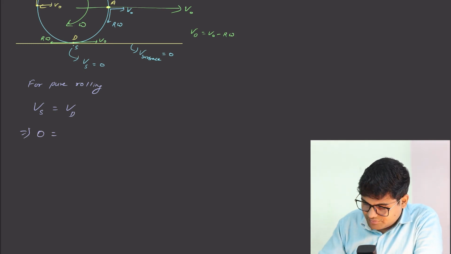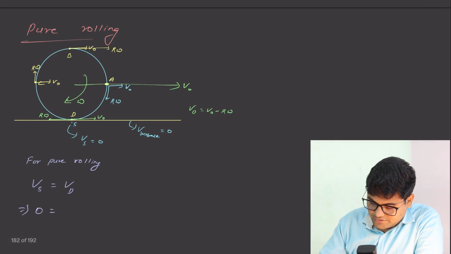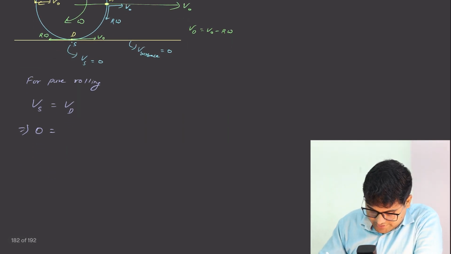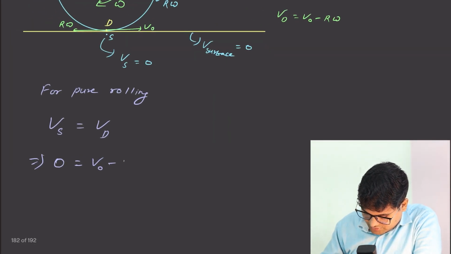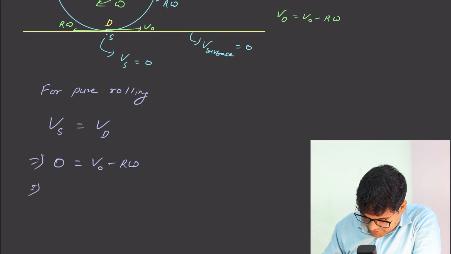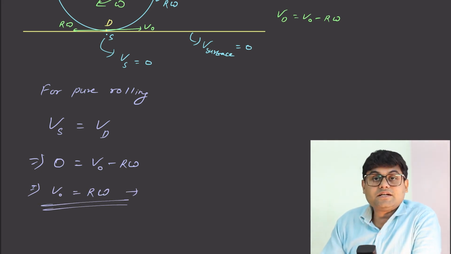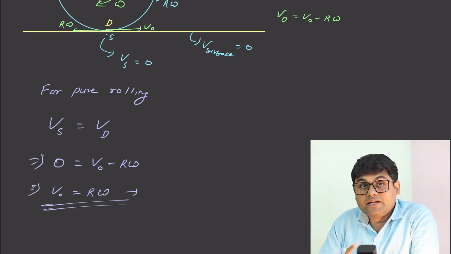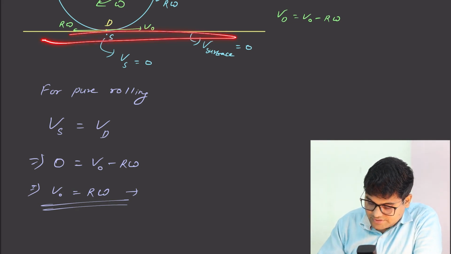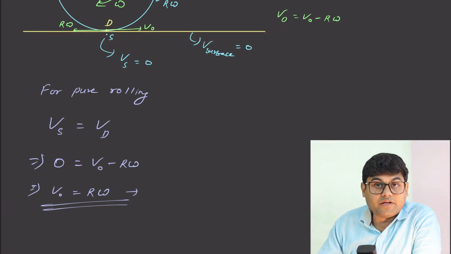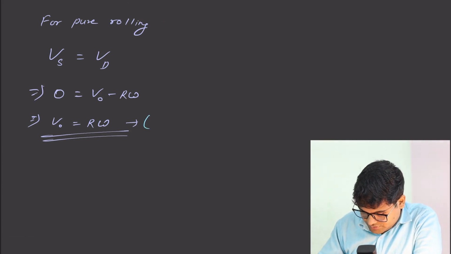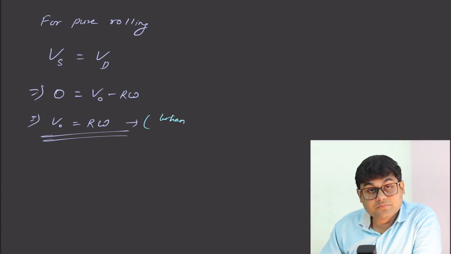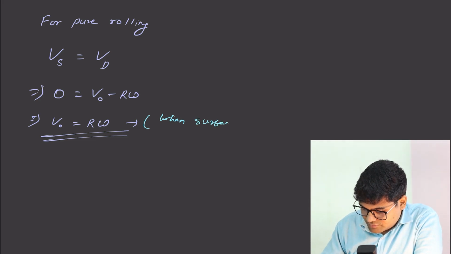Velocity of S is 0 and velocity of D is what we have calculated, V naught minus R omega, right? So this will be V naught minus R omega. So for pure rolling, V naught should be equal to R omega. Okay, so this is the condition for pure rolling when the surface is stationary, when the surface is not moving.